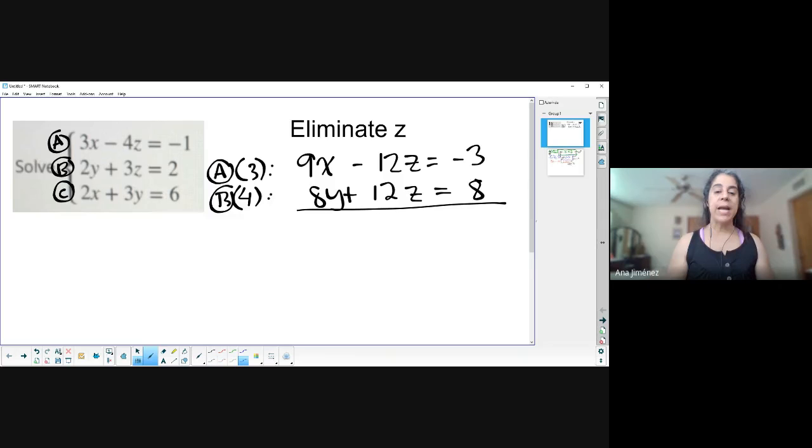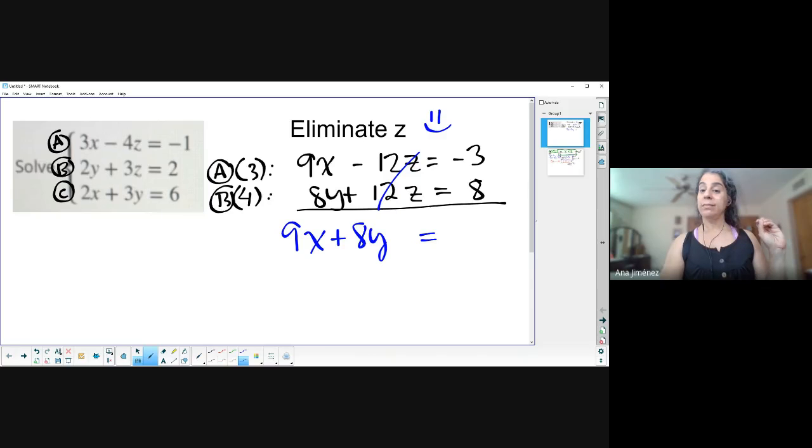Okay. So now I'm going to add straight down. We're using the addition method, or the elimination method. Here's something that's super important. I want you to notice these two terms, 9x and 8y, they're not like terms. I cannot add them. All I can do is rewrite them. They're both positive, 9x plus 8y. That's it. The z's cancel, which is what I wanted. Yay, we wanted to eliminate that. And then everything else comes down, the equal sign, and then I have a -3 and an 8, and that gets me +5. Brilliant, +5. Fantastic. I'm going to call this equation D.